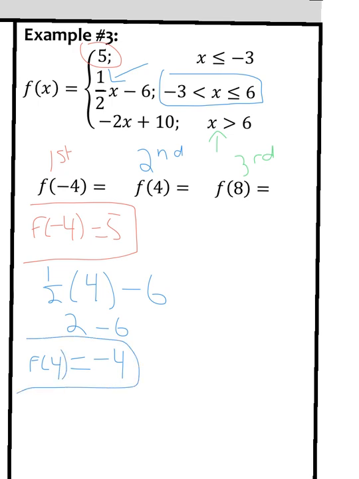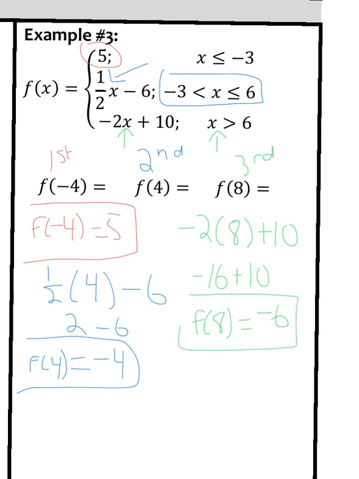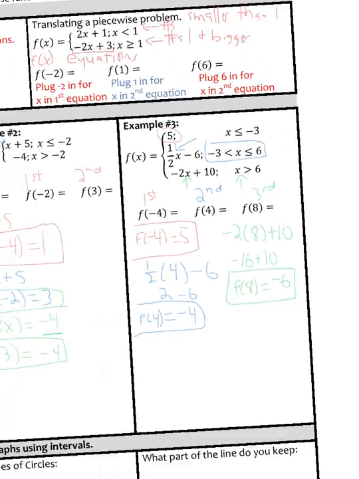And then the last one, we're going to plug in that 8 into the last inequality. We're going to plug it in right there. So again, plug that all into the calculator in one line, or you could do -16 plus 10. So f of 8 is equal to -6. So that's whenever I'm evaluating the piecewise.